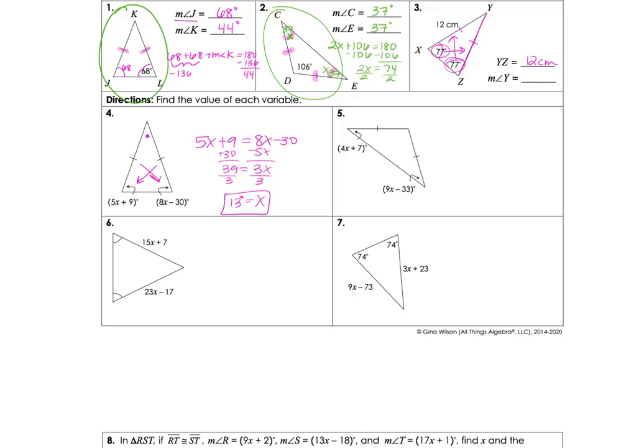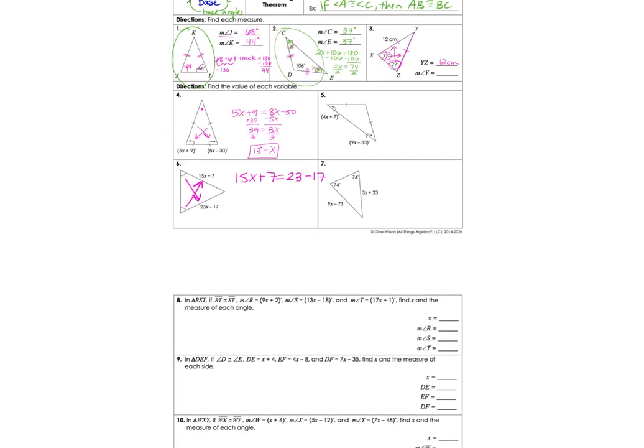What are you going to do on number 6? Set them equal again, right? Those are congruent sides. The sides across from your congruent angles are your congruent sides. So you would just set those equal. I'm not going to solve that one because you guys are good at the algebra, but just talk through the process. Okay, so those ones you would just set equal. Okay, go to the next page.